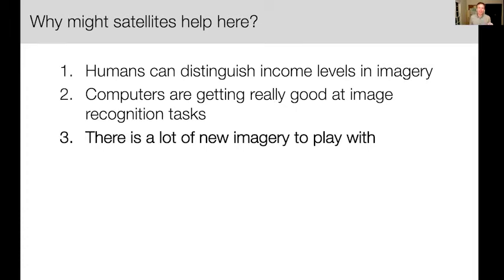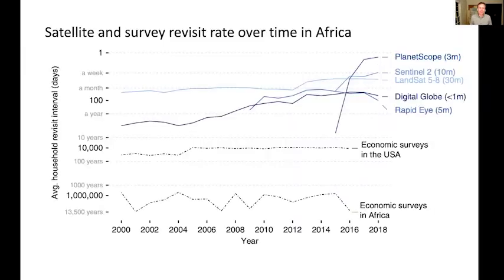And here we're not thinking about photographs from the ground, like traditional camera-based photographs that we might take on our phone. We're thinking about images from the sky, so satellite images. And I think what's really important to recognize is how rapidly this has changed over time. So here I am showing you a plot of revisit rates, and I have calculated survey-based revisit rates. So this is household survey-based revisit rates at the household level across sub-Saharan Africa. That's this bottom line. And revisit rates from household surveys across the US.